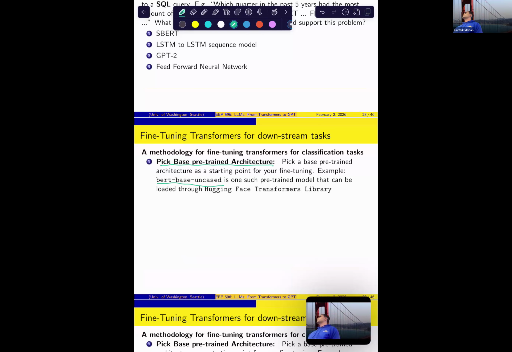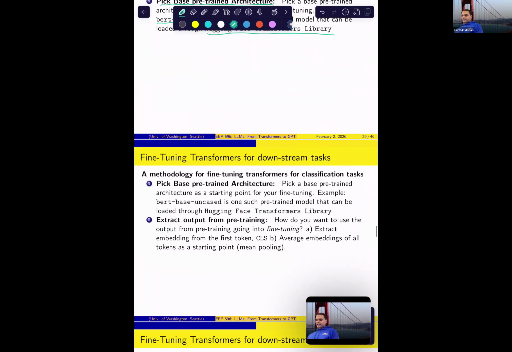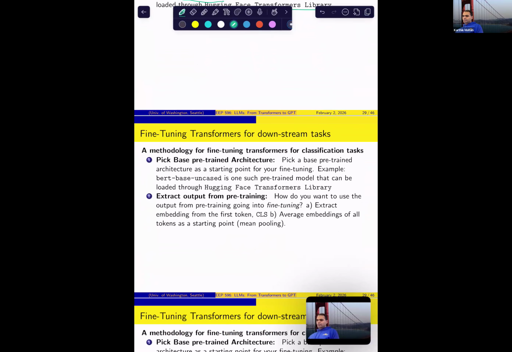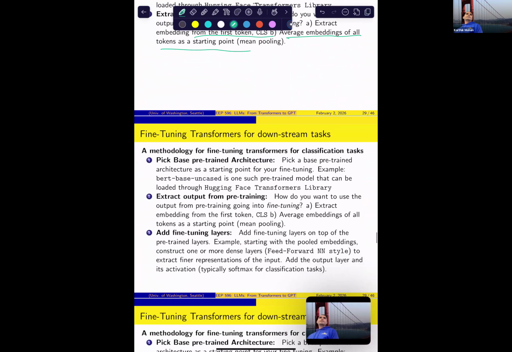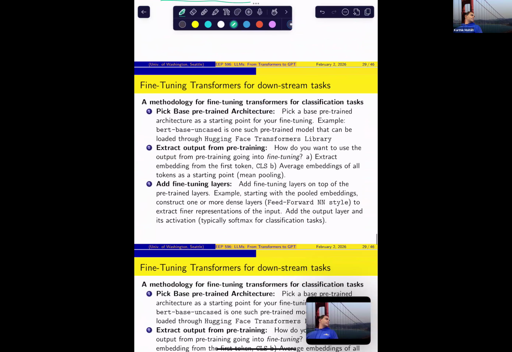Especially if it's an encoding task, you can do that. So BERT, RoBERTa, TinyBERT, you can pick any one of these models. You can load it through the Hugging Face Transformers library, and then you extract the output from pre-training. For example, you extract the first token, or you average embeddings of all tokens as a starting point. So that's mean pooling. So do the first token or the mean pooling, and then we add fine-tuning layers on top of it. And this is something that I guess you guys did in assignment 2.